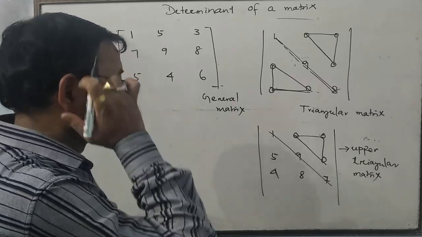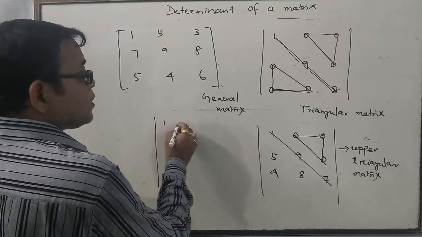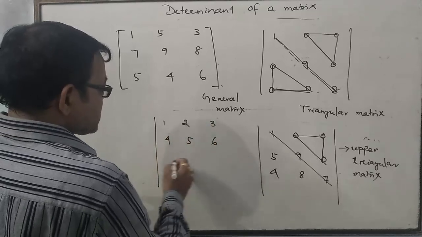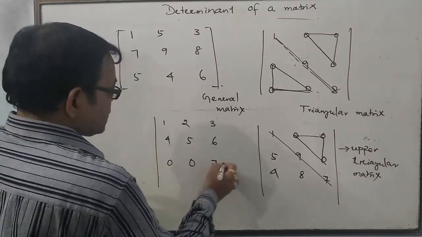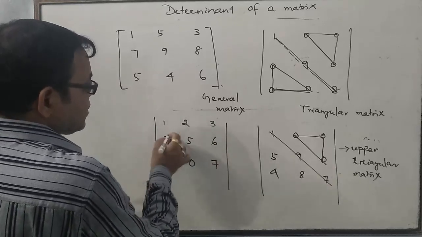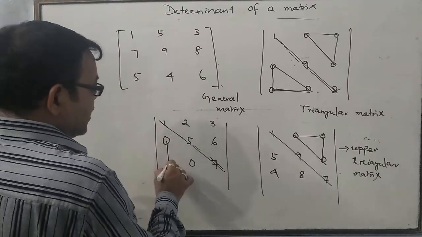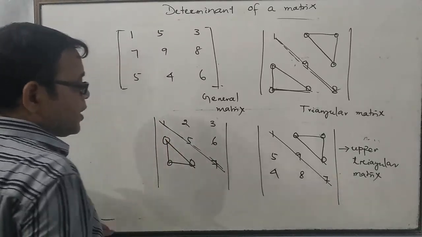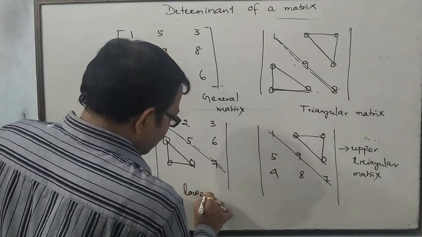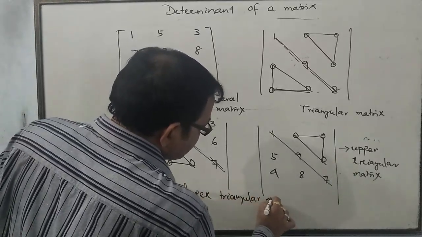Okay. Then if the matrix is like this, 1, 2, 3, 4, 5, 6, 0, 0, 7, what can be said about this one? This is the leading diagonal, and the entries above form a triangle having 0, 0, 0. So this type of matrix is called a lower triangular matrix.